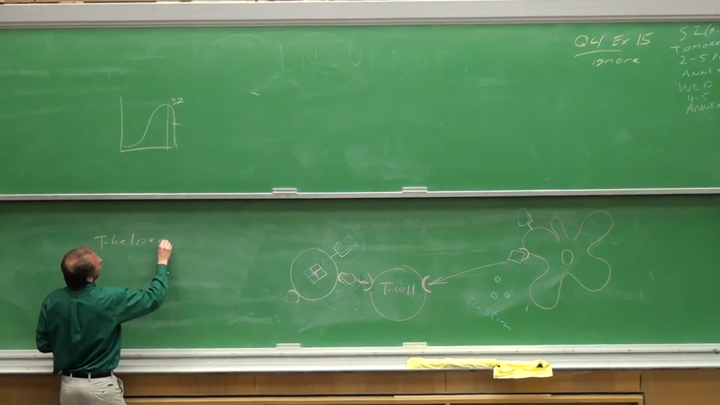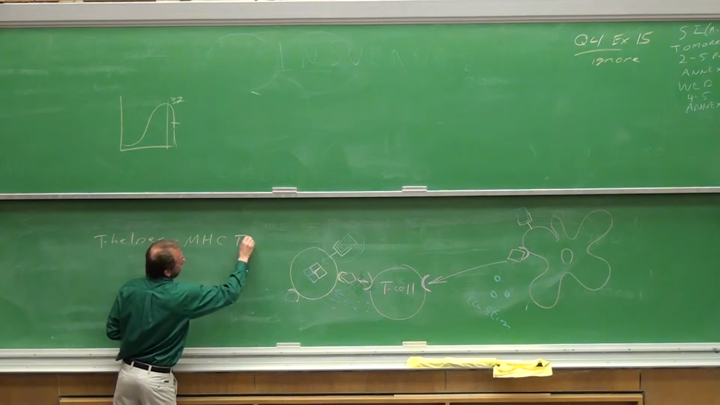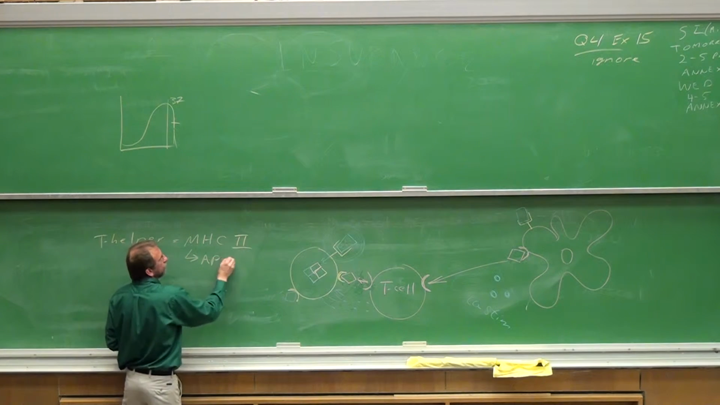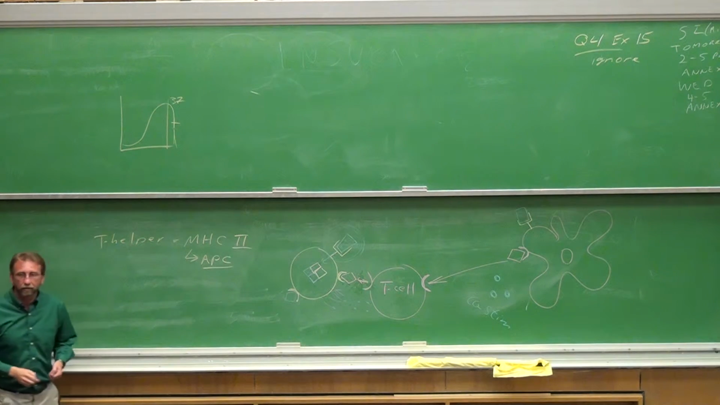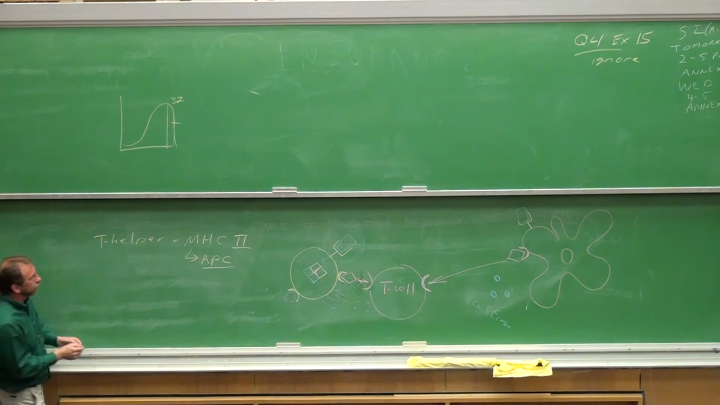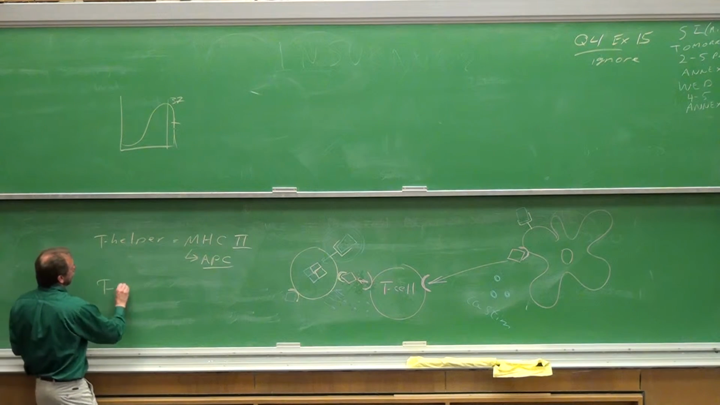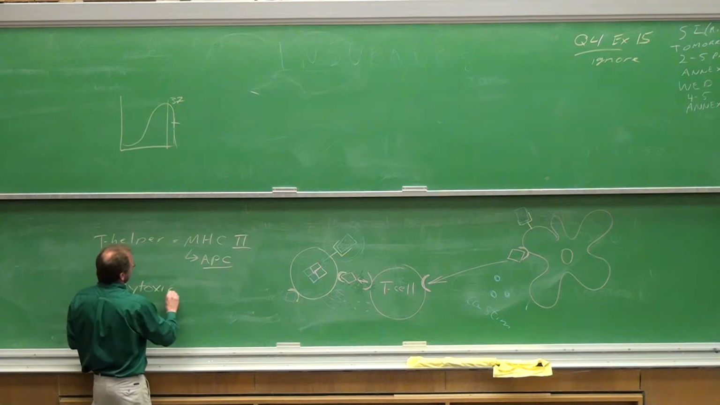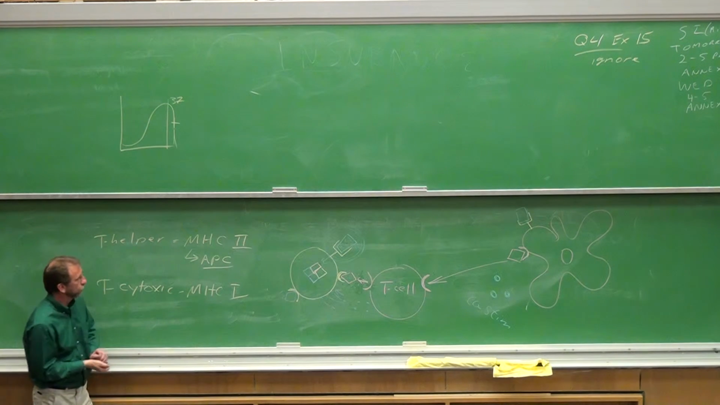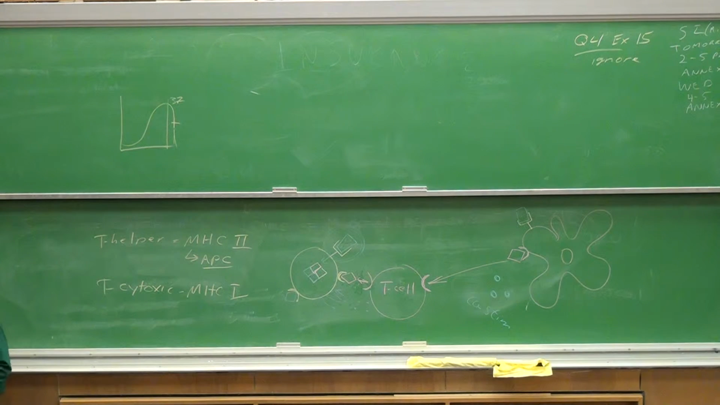T helper recognizes the MHC class 2 molecules, and these class 2 molecules are found on antigen presenting cells. Okay, so B cells, macrophages, and dendritic cells have MHC2 molecules. And so the T cytotoxic cells, they recognize MHC1 molecules. These are molecules that are found on body cells, somatic cells.